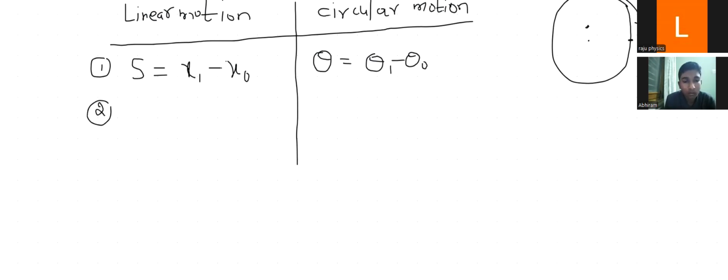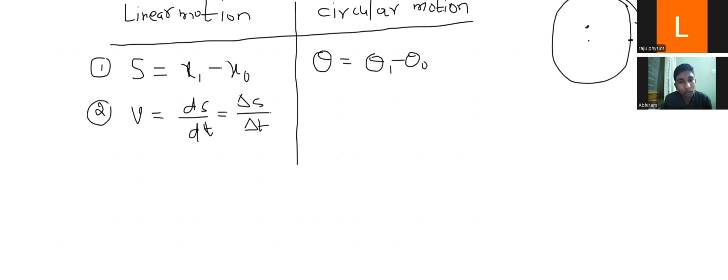The second important formula is velocity. What is meant by velocity in linear motion? It is the rate of change of displacement, that is d by dt of s, or delta s by delta t.